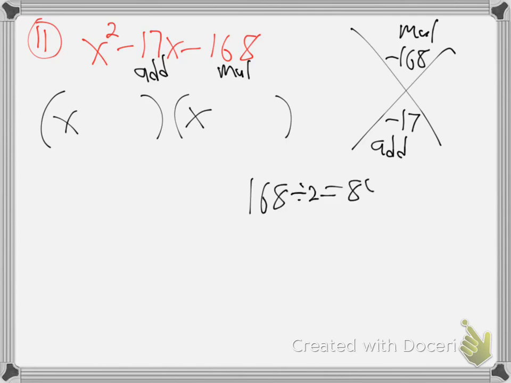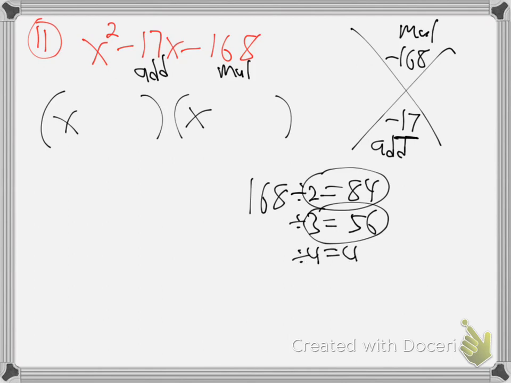168 divided by 2 would be 84. Can 2 and 84 somehow make minus 17? No way. No way at all. So now divide by 3. What's that? 56. 3 and 56. No way they can make the minus 17. You tracking with me? I'm just seeing all these come from the 168, so they'll all make 168. But I'm checking if they can make the minus 17. It's not looking good. Let's keep going.